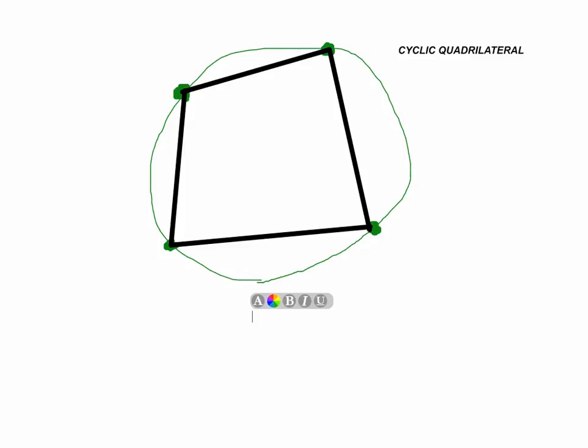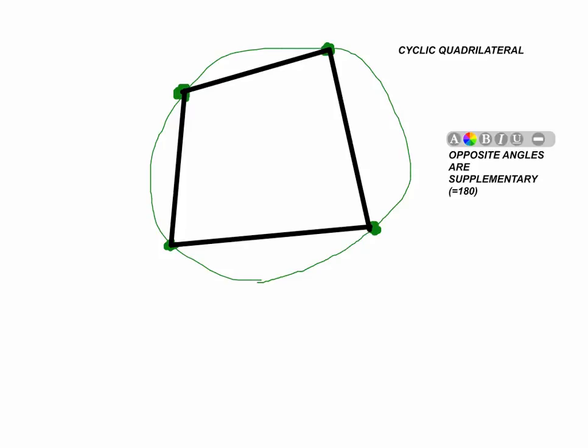So the first important theorem for a cyclic quadrilateral, and I'm just going to type this out, is that the opposite angles are supplementary. Now if you don't know what that means, it means they add up to 180. So you see how that works, for example: this angle and this angle are opposite angles. So they are supplementary.